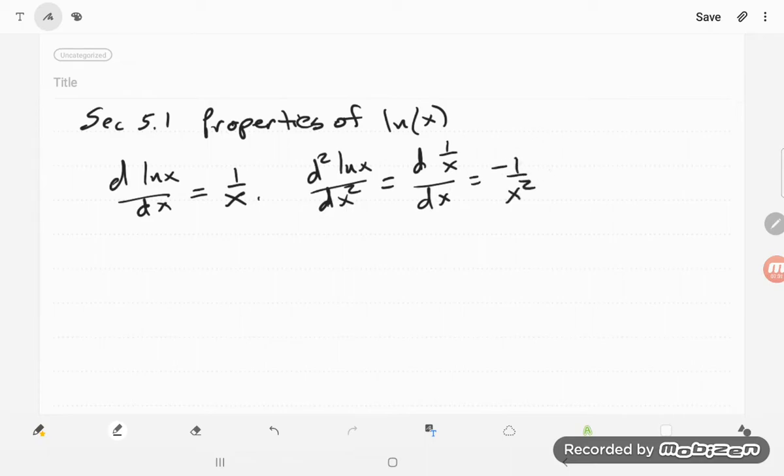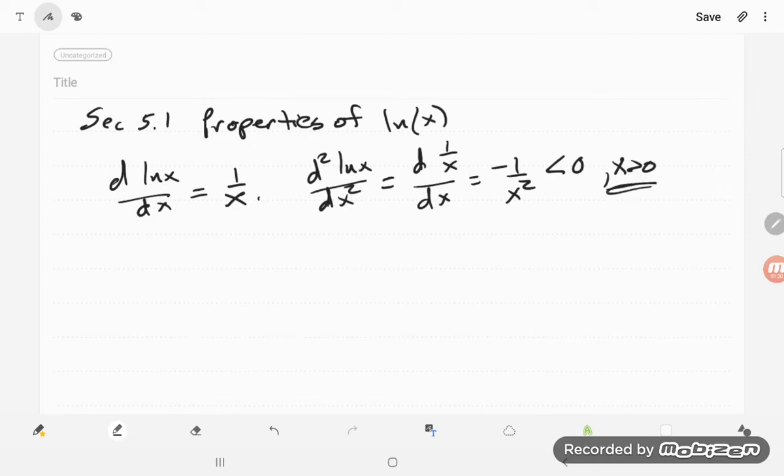Now, notice this is always less than 0 for all x not equal to 0, but in particular for x greater than 0. I was hitting that little button again, that's what's going on.